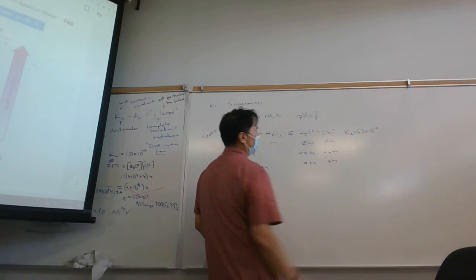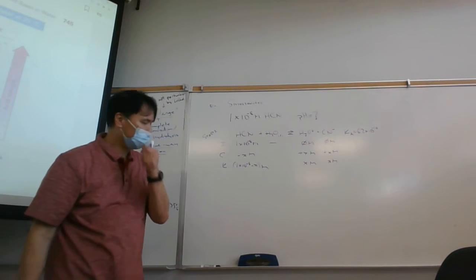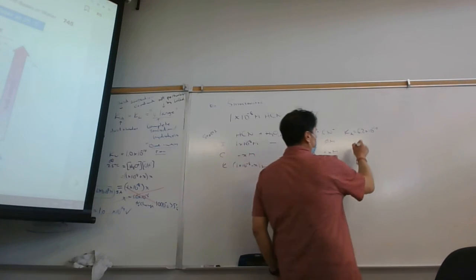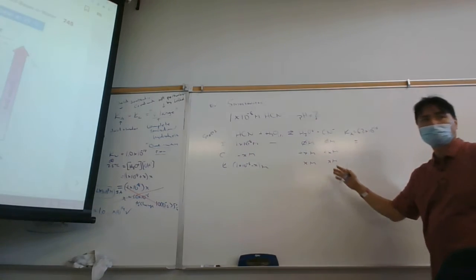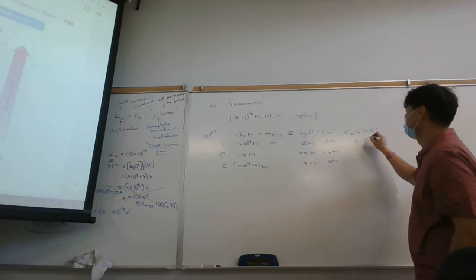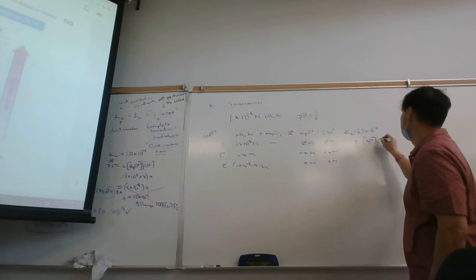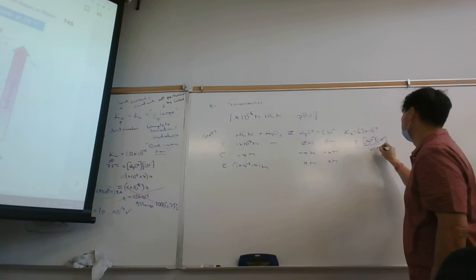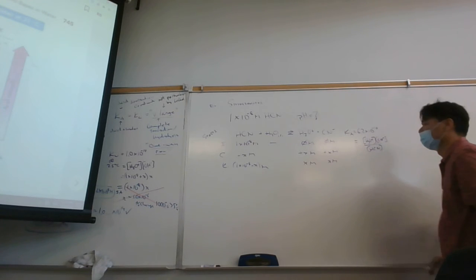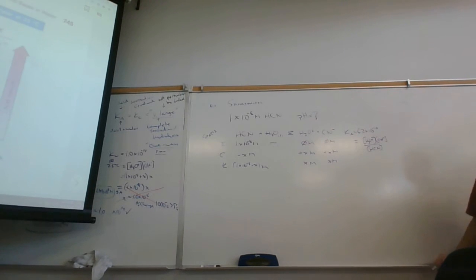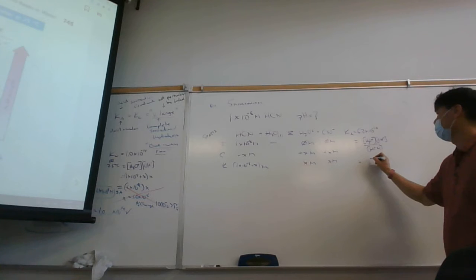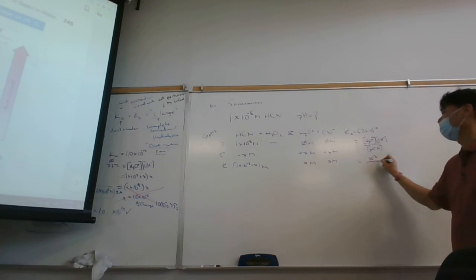Now Ka is very small, and so that's good. The change should be small. And so Ka is going to equal the hydronium concentration times the cyanide concentration divided by the HCN concentration. So this is going to equal X squared over 1 times 10 to the negative 8 minus X.